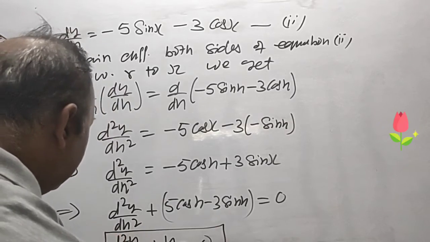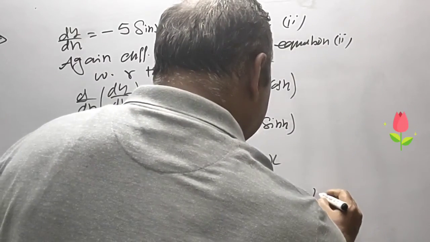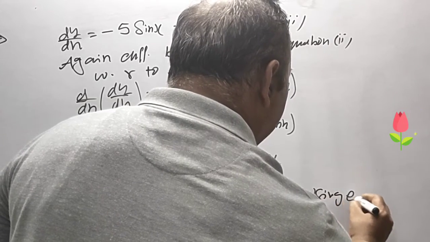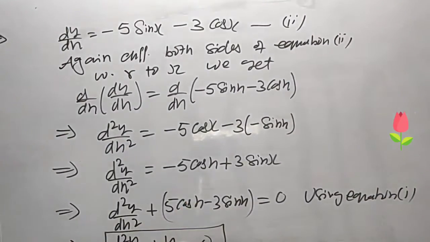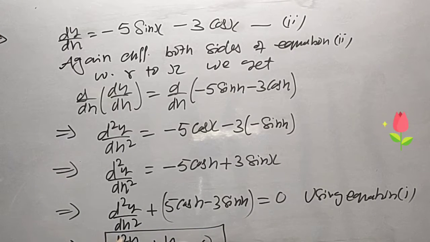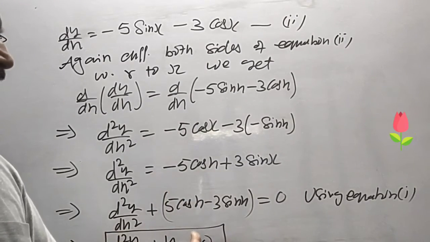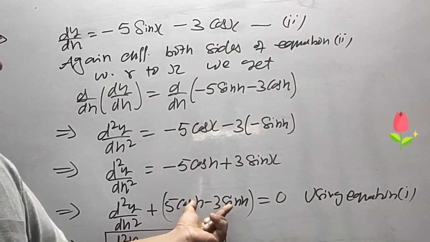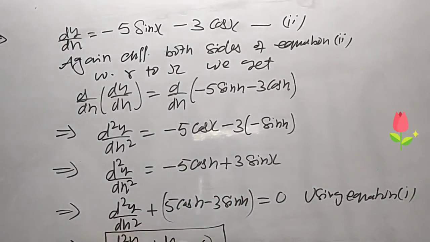Hence the result, this was our requirement using equation 1. We get this, and this was our requirement. We have to show that d2y upon dx square plus y is equal to 0, and this is the result. Simply putting the value of 5 cos x minus 3 sin x is equal to y, we get this. This is the result. That's all.